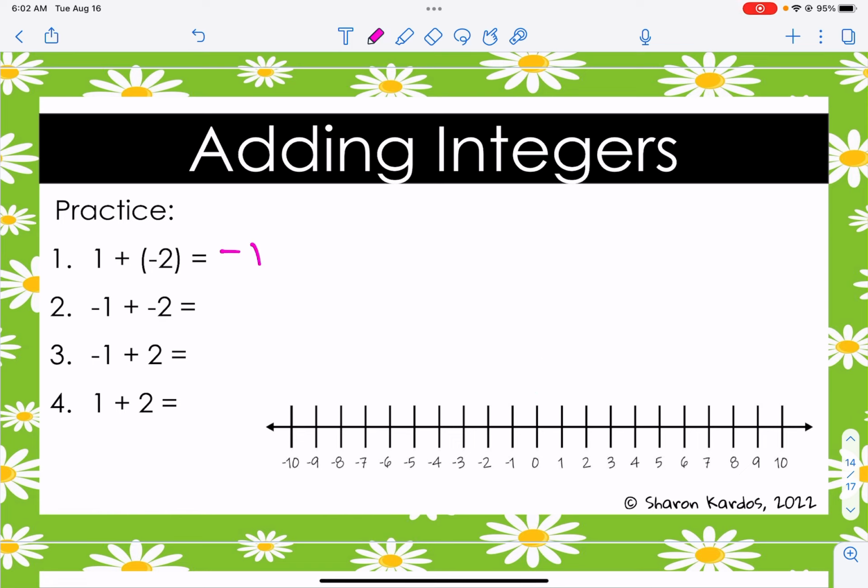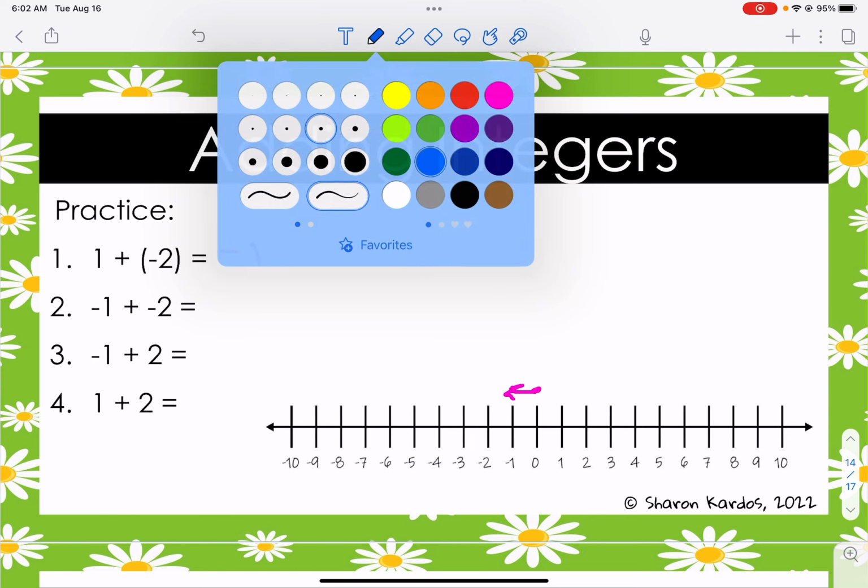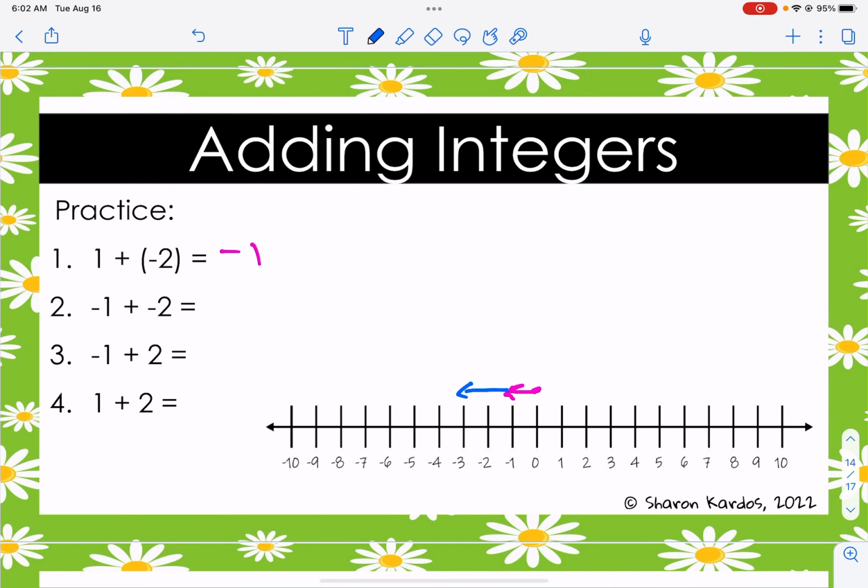The second problem says negative 1 plus negative 2. So I'm going to go backwards 1. That's a tiny arrow, huh? And then I'm also going to go backwards 2 more. Where do I wind up? I wind up at negative 3.